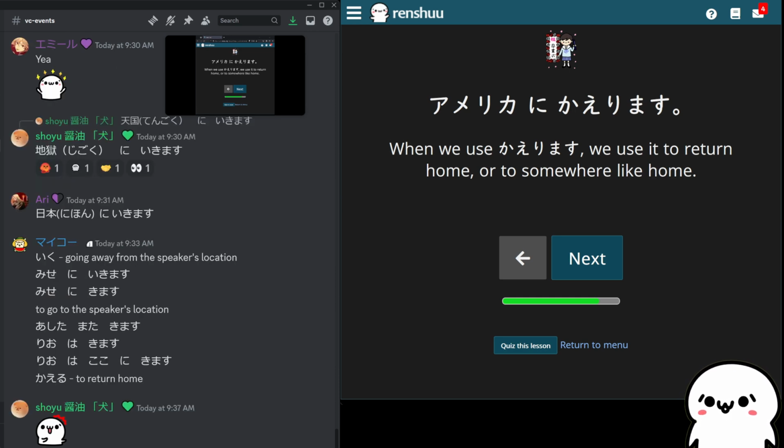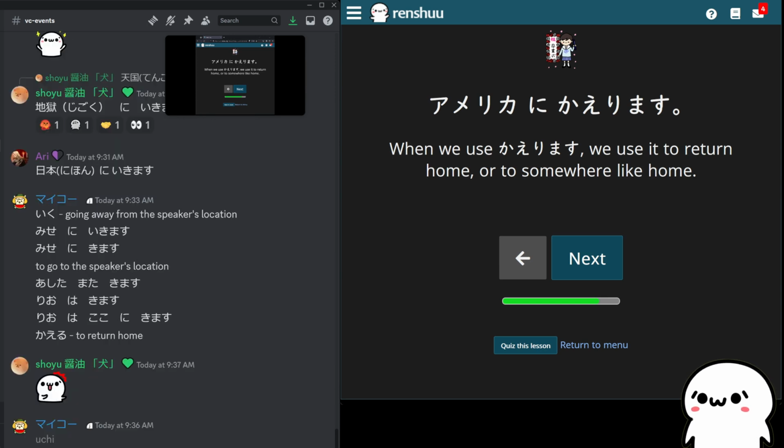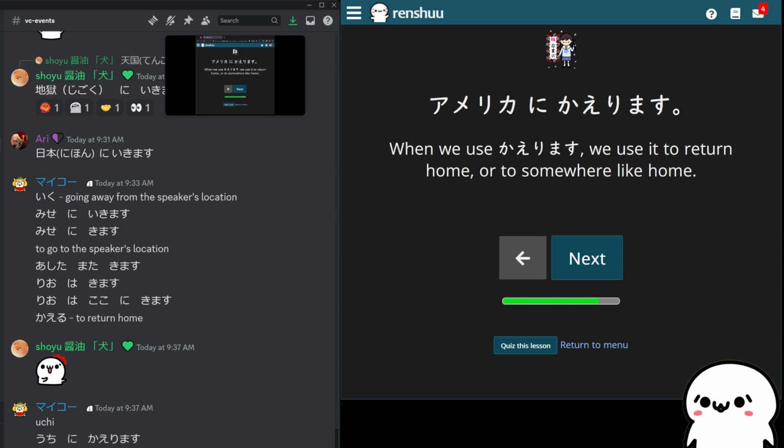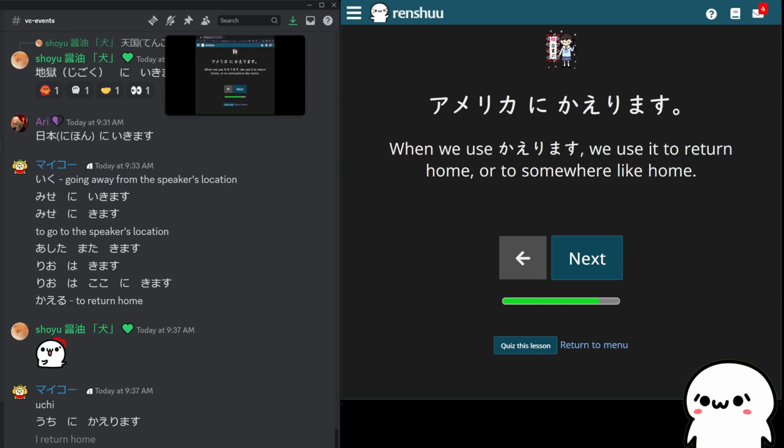Kaeru is to return home or somewhere like home. So what does that mean? Somewhere like home. Usually we use it to refer to home. So let me give you some examples. So I might say uchi ni kaerimasu. I return home. This is your most common example because your house presumably is your home.